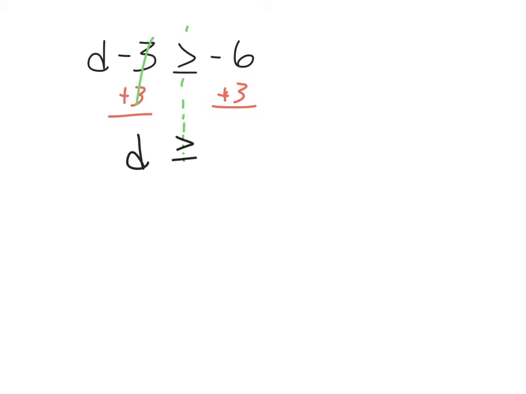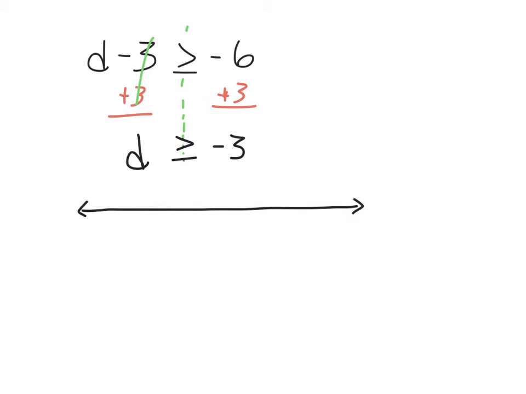And that's going to be greater than or equal to whatever negative 6 plus 3 is. Careful with this one. Remember, this is negative 6 plus 3. Quick calculation, that tells me that this is negative 3. So my solution is d is greater than or equal to negative 3. There are an infinite number of those solutions, so I can't list them all, but I can draw a picture of it on a number line.